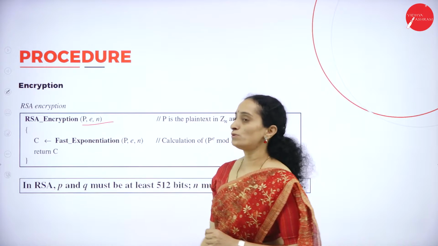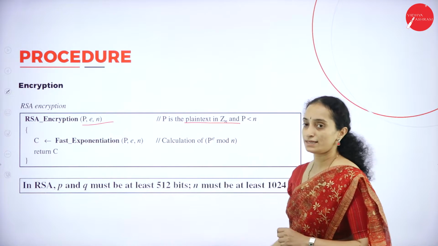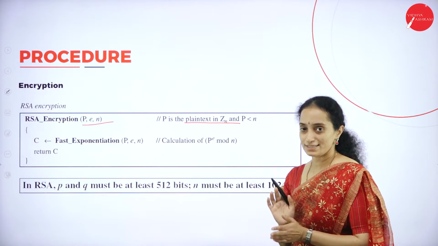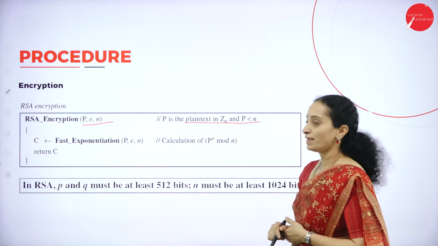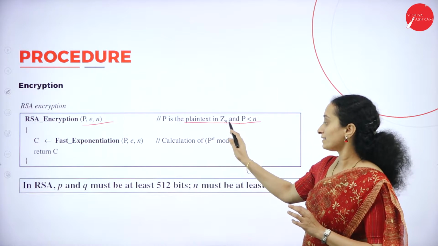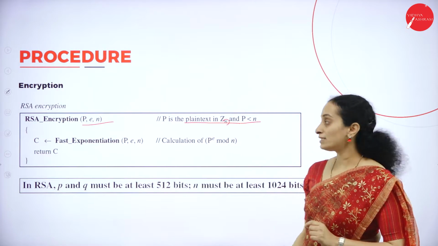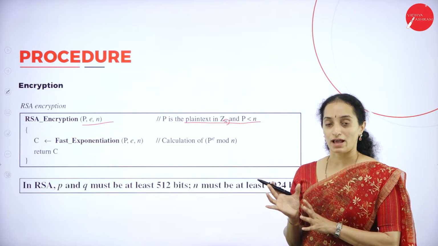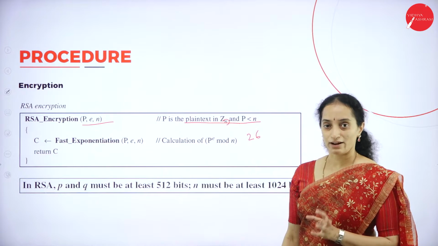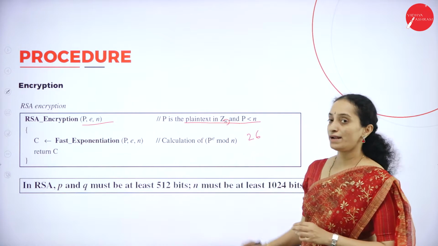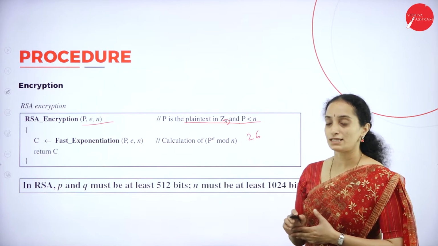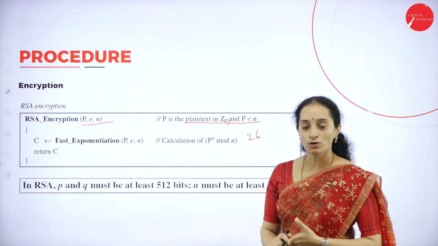That means we use the PEN. P is the plain text in Z to the base N. N is the total number of characters in that language, and P must be less than N. Plain text must be less than the number of characters in the selected language. If we have 26 characters in English, the plain text must have fewer than 26 characters.